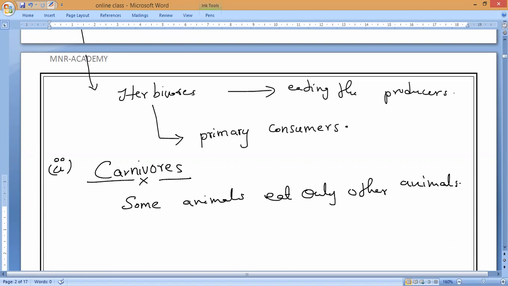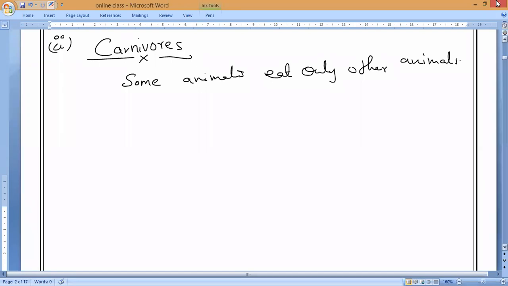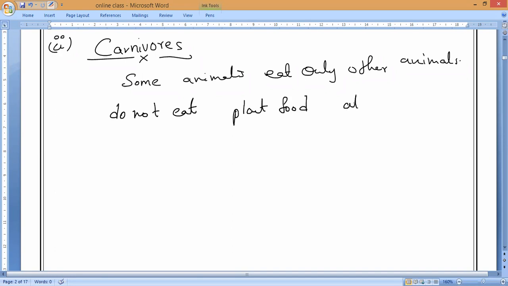So they do not touch the producers. Understand? They do not even smell the producers because they are completely non-veg. They sustain only by eating meat, meaning other animals, as food. So that is what we call carnivores. They do not eat plant food at all. So you can say the definitions.